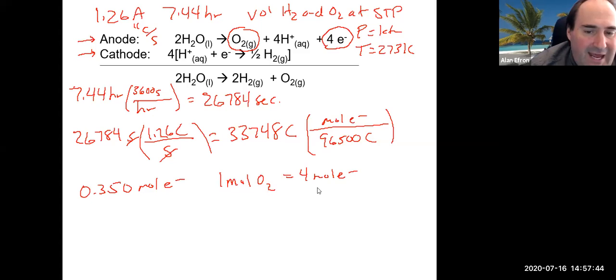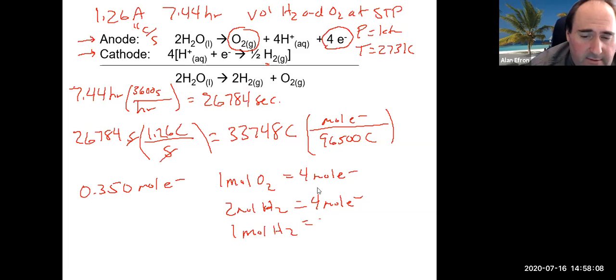When we look at the H2, which is here, there's actually a 4 on the outside, which if you multiply the 4 in, gives you 2 moles of H2 for every 4 moles of electrons. And that really is the same as for every 1 mole of H2, you get 2 moles of electrons. So you could reduce that down if you want. You could keep it as a 2-to-4 relationship. It's going to mathematically come out the same.